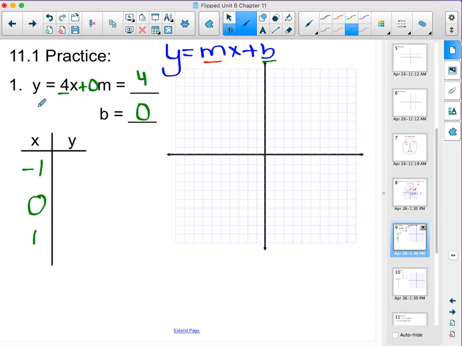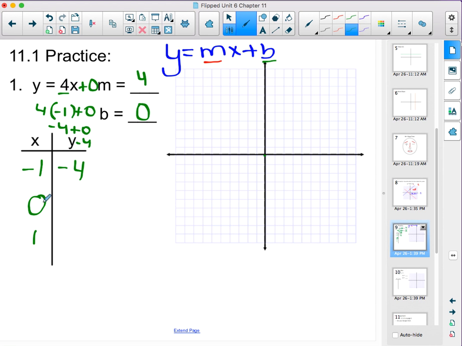So I'm going to start off with 4 times -1 plus 0. I'm only going to put the plus 0 here for the first one. After that, I know the plus 0 isn't really going to change anything for me. But 4 times -1 is -4. Add 0 to that, and that gets me -4. So when x is equal to -1, y is equal to -4.